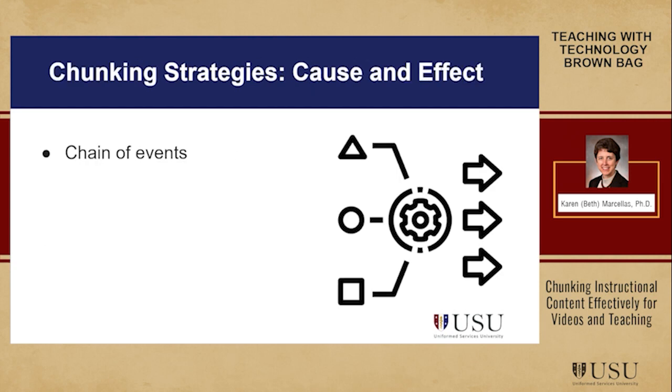So the first strategy I want to talk about is cause and effect. Chunking by cause and effect allows you to show the results after something occurs to set a chain of events in motion. This can be very good for showing anatomical functions, disease progression and treatment, etc.